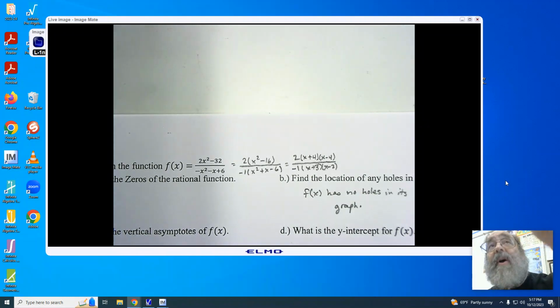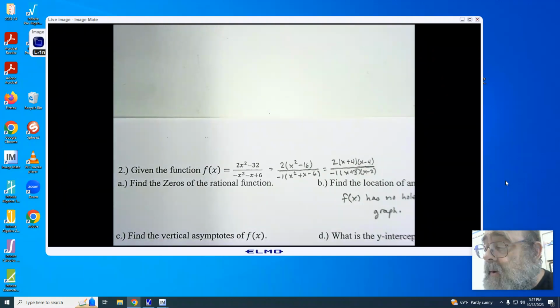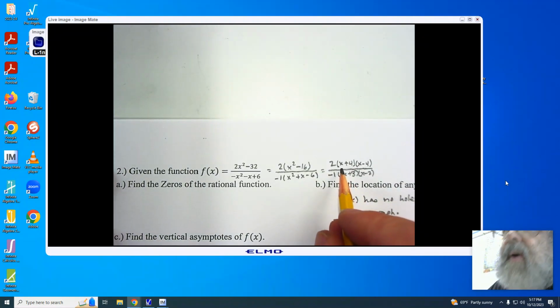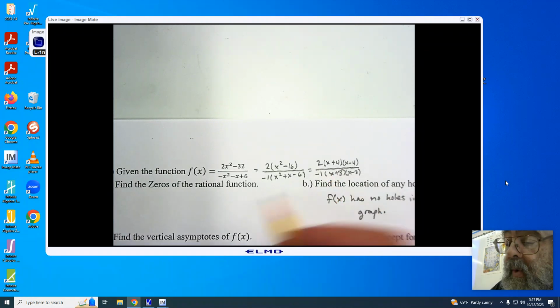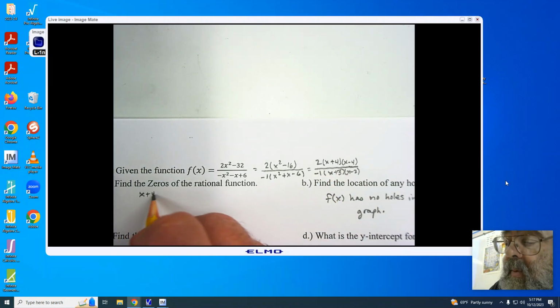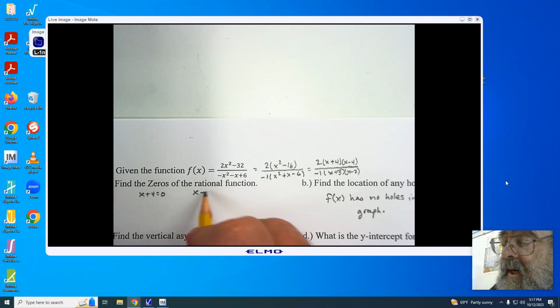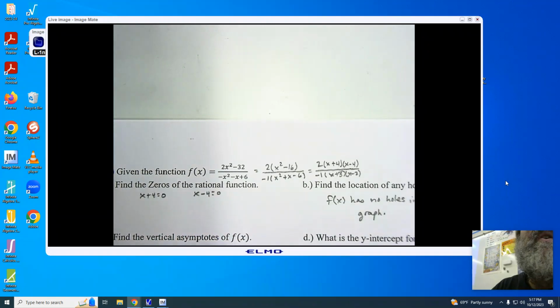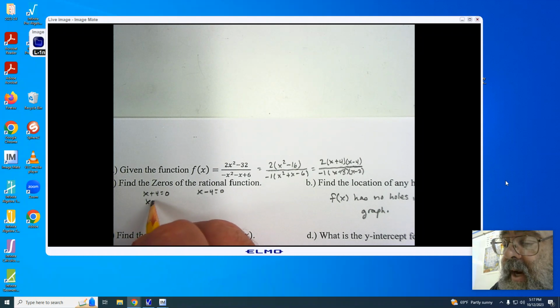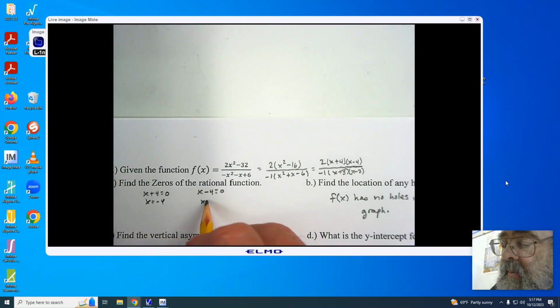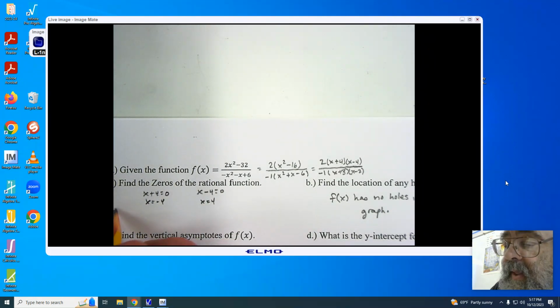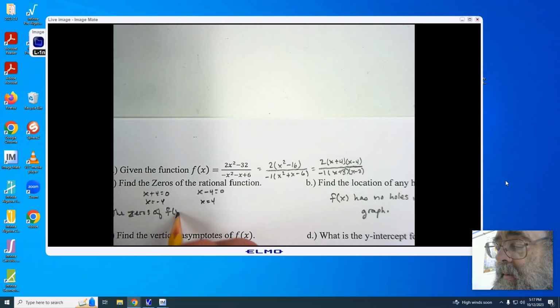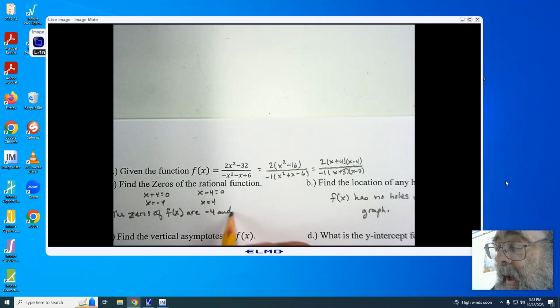It allows me to now go to my zeros. The zeros come from the numerator, and therefore there are 2 of them. x plus 4 equaling 0, and x minus 4 equaling 0, which is going to give me x equal to negative 4 and x equal to a positive 4. The zeros of f of x are negative 4 and 4.